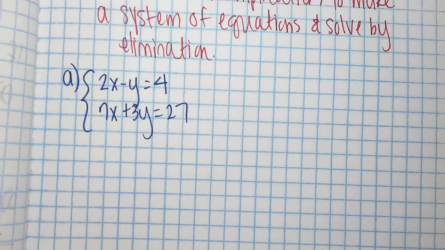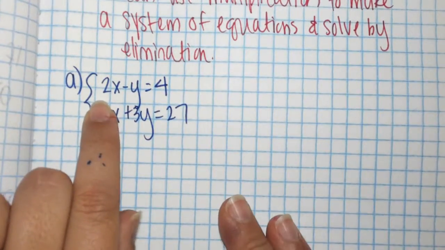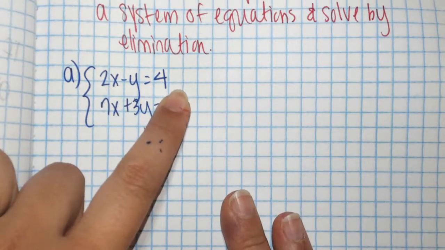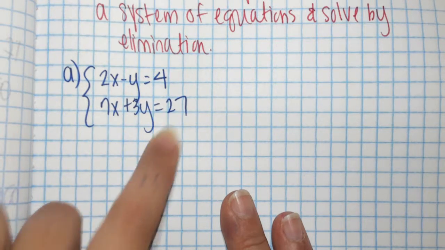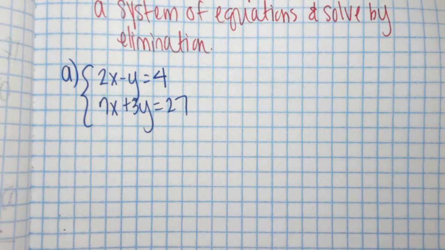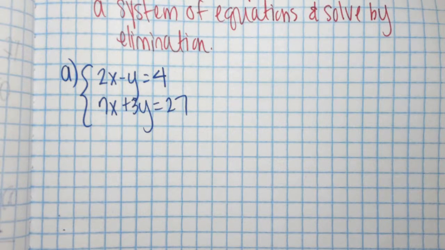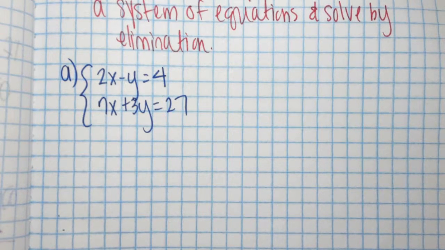Is that a 2 or a 7? Alright guys, so this says 2x minus y equals 4 and 7x plus 3y equals 27. Come on, we're not waiting. Everybody just breathe.